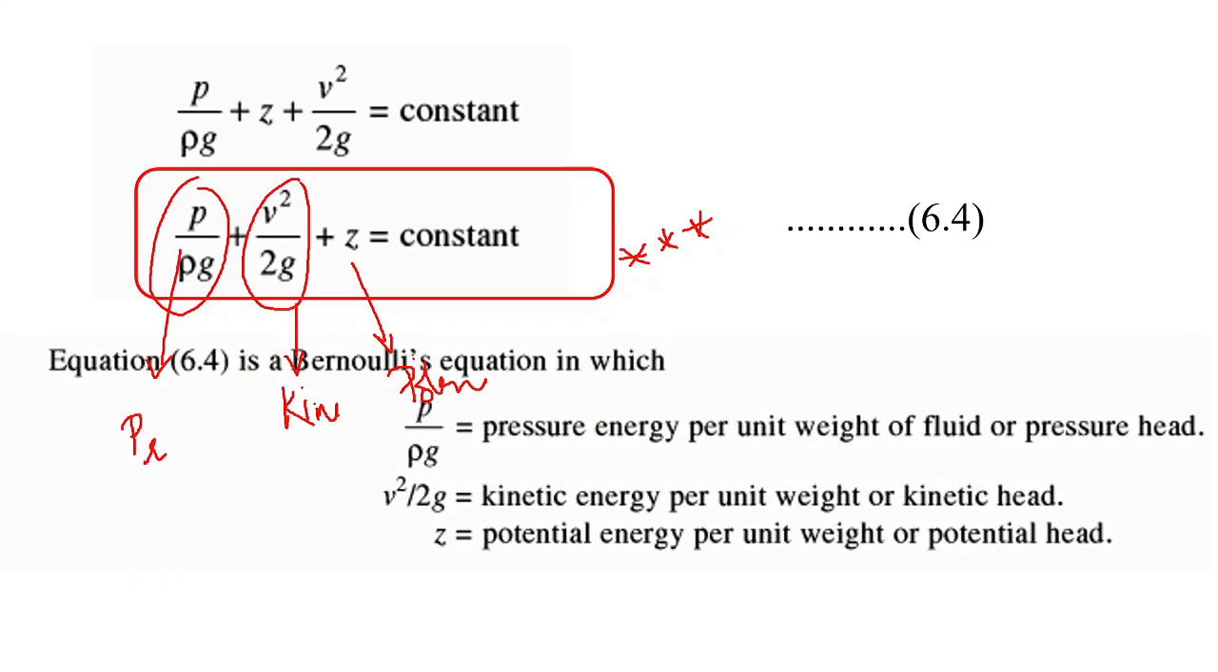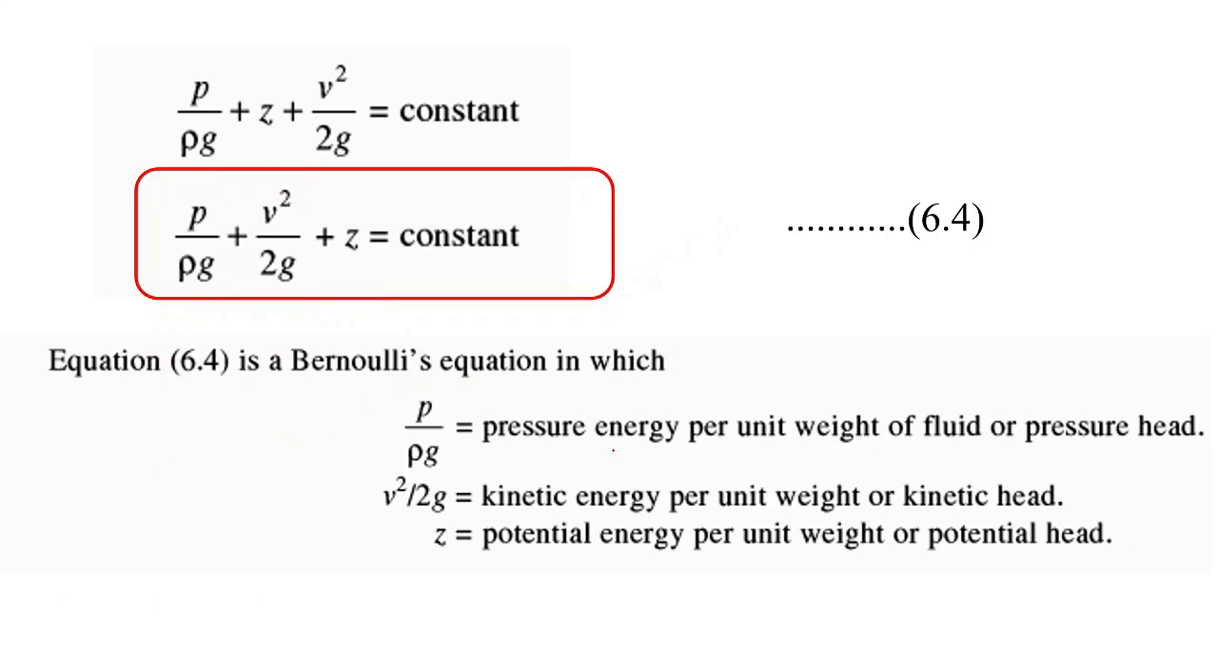So here in this equation, p by rho g is the pressure energy per unit weight of the fluid, or pressure head. v square by 2g is kinetic energy per unit weight, that is kinetic head. z is potential energy per unit weight, or potential head. We can call these the pressure head, kinetic head and potential head. The sum should be constant so that Bernoulli's equation is valid.